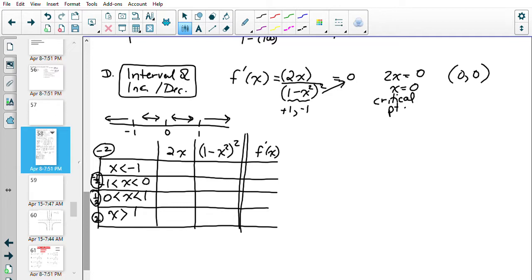Plugging a -2 into 2x gives a negative. Plugging a -2 into (1 minus x squared) squared, well, folks, it's a square, so it's positive. In fact, I'm just going to fill that in, that it's always positive. You're squaring it. What could you possibly put in there as a real number that's going to give a negative? And the answer is nothing. So, if I have a negative multiplied by a positive, that gives me a negative number. That negative number means it's decreasing.